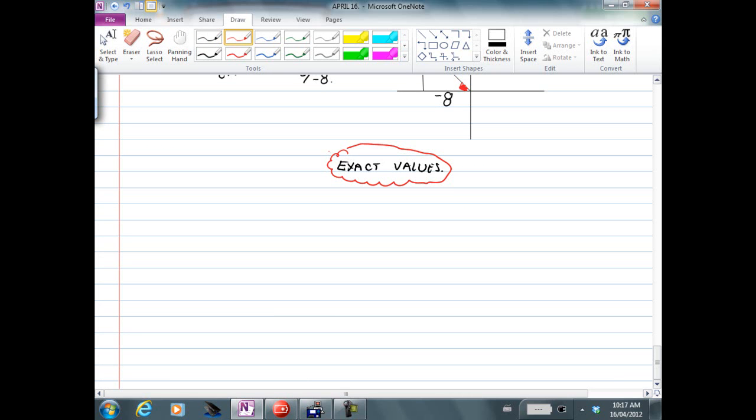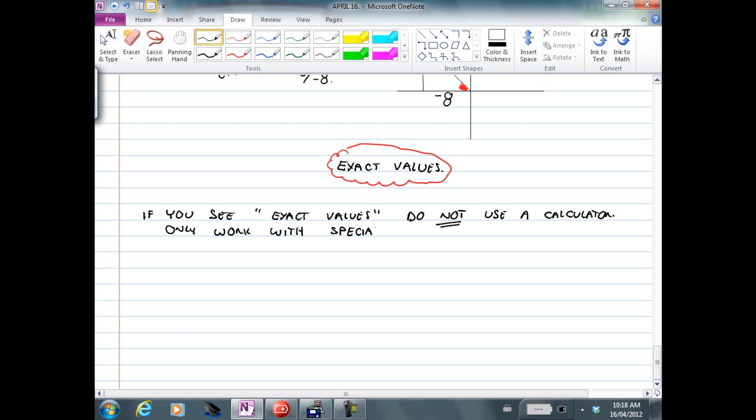When you see exact values, I'm going to write this down. If you see the word exact values, do not, this is crucial, use your calculator. If you punch in your calculator, it's wrong. The moment I see you touch a calculator when it says exact values, you will get it wrong. Do not use a calculator. Only work with special triangles. I'm going to show you special triangles today.